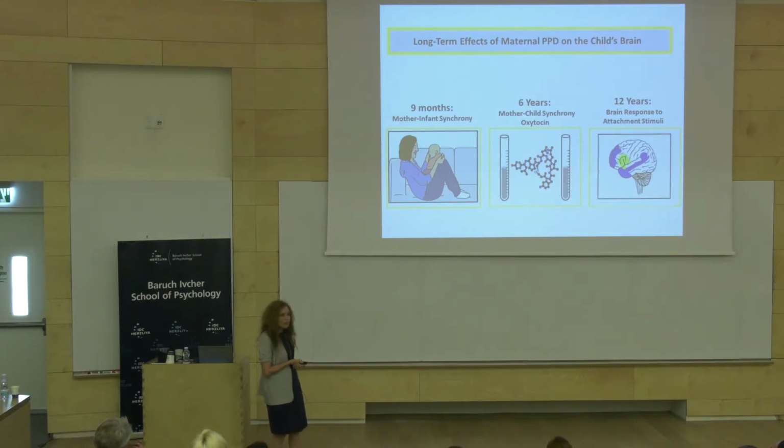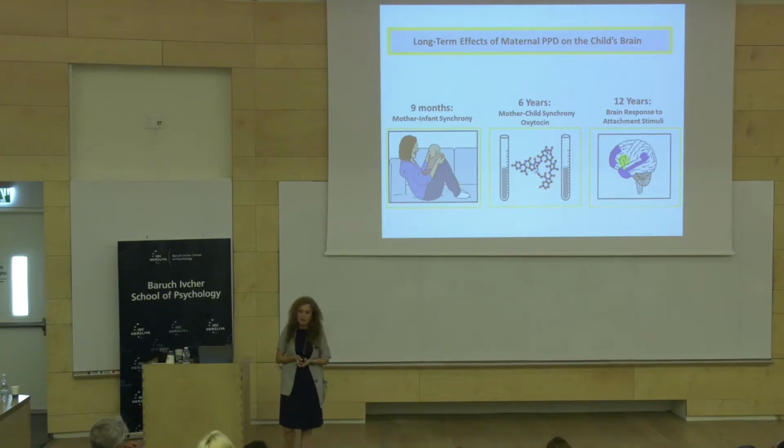Mother-infant synchrony at 9 months, the child's oxytocin at 6 years, and the child's brain response to attachment cues. This is the first study where we use children's response to own versus other interaction. So it's the child watching his interaction with the mother versus an unfamiliar interaction with a mother.